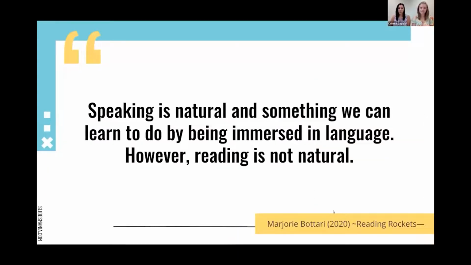So next we have a quote here from Marjorie Batari, and it says that speaking is natural and it's something we can learn to do by being immersed in language. However, reading is not natural, so that is why it needs to be taught explicitly, systematically, and use our multisensory approaches to really help kids learn.